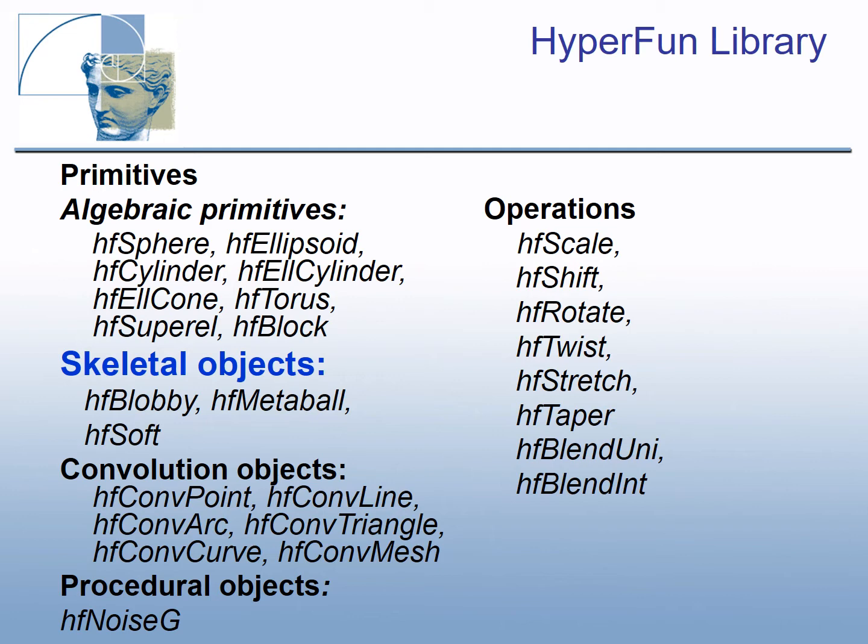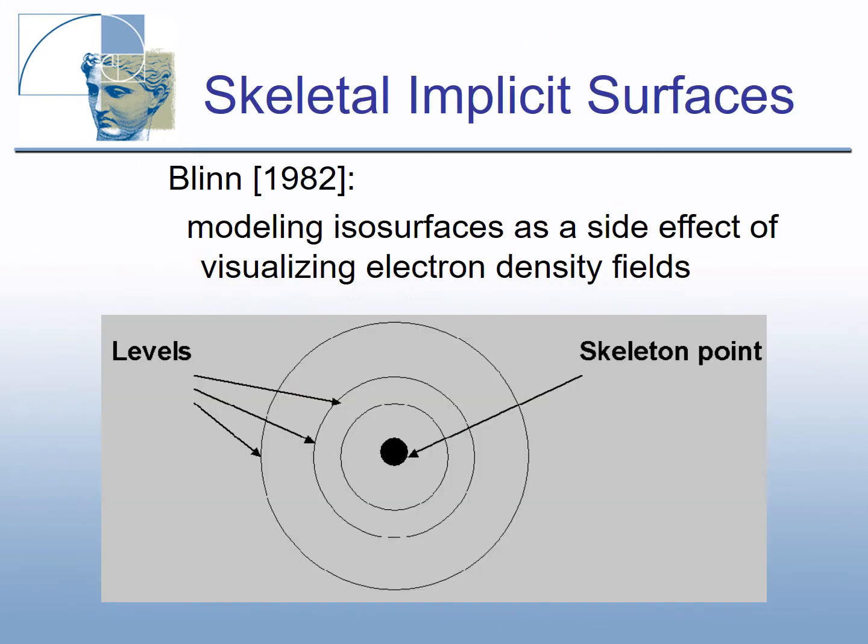Last time we discussed algebraic primitives, and this theme is devoted to skeletal objects and convolution objects. In 1982, Jim Blinn proposed an idea of modeling implicit surfaces or isosurfaces as a side effect of visualizing scalar fields. Imagine a point in space as a source of some scalar field, for example temperature. In the blobby model proposed by Blinn, it was an electron density field. The surface of the equal field value for the given threshold is a sphere as shown in the image. Such a point is called a field source or a skeleton point.